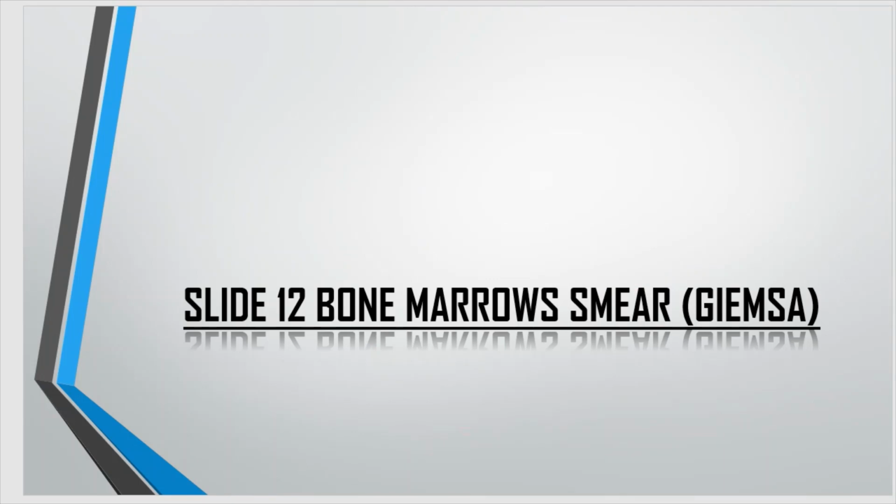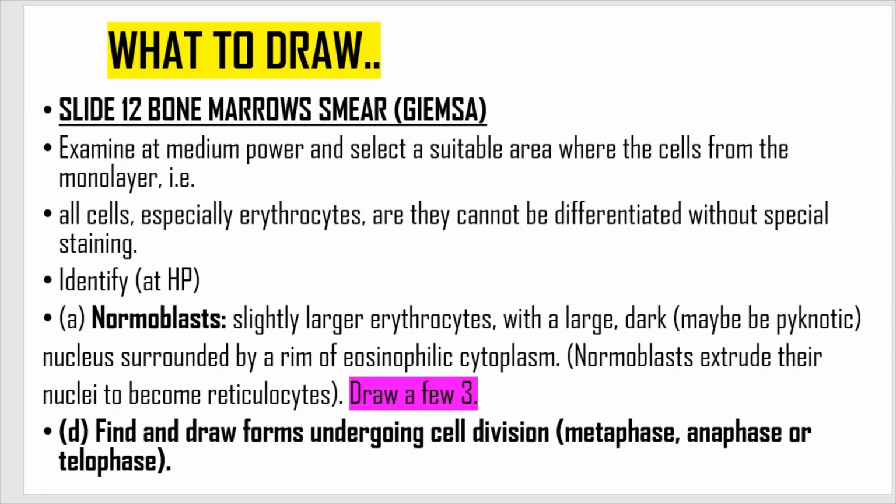All right, so now let's look at the bone marrow. This is just looking at the development of cells in the bone marrow. So under the bone marrow, what are we going to draw? You examine at medium power and select a suitable area where the cells form a monolayer. So all cells, especially the erythrocytes, observe them. Identify them at high power.